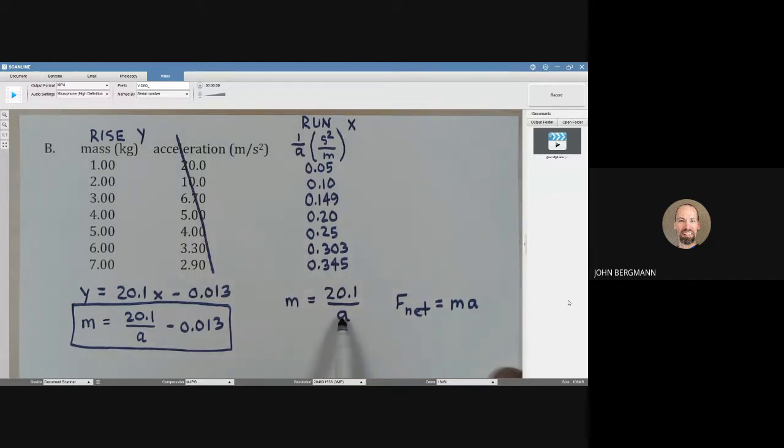And so m times a is the net force. So if they were to ask you, hey, what's the net force on this mass? You'd say 20.1 and you'd put a unit there, newtons.